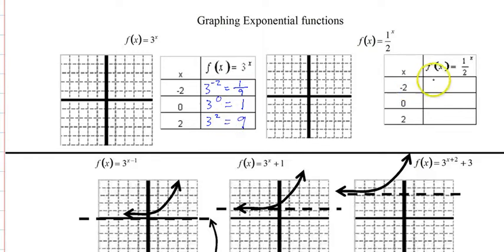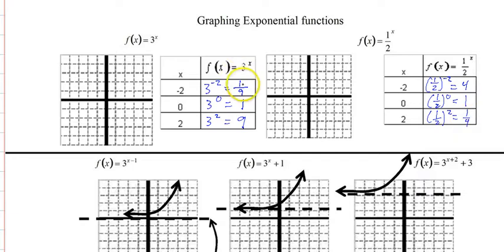Okay, so let's look at this one again. 1 half to the negative 2, 1 half to the 0, and 1 half to the 2. We're just comparing these to see what's going on. So this one flips it and squares it. So if you flip the 1 half, you get 2, and 2 squared is 4. Anything to the power of 0 is 1. And then that would be 1/4.